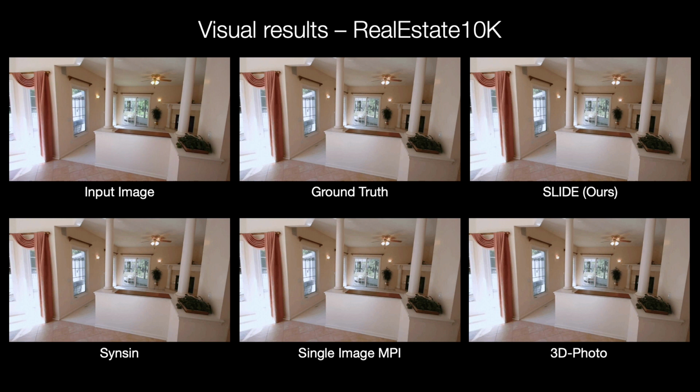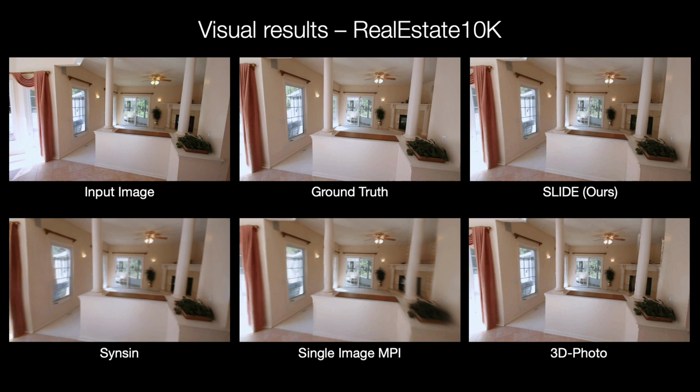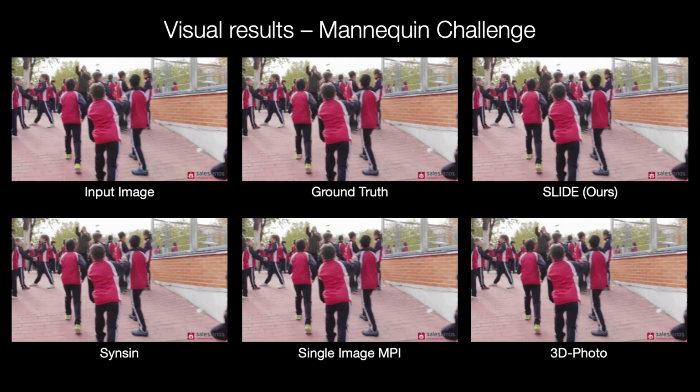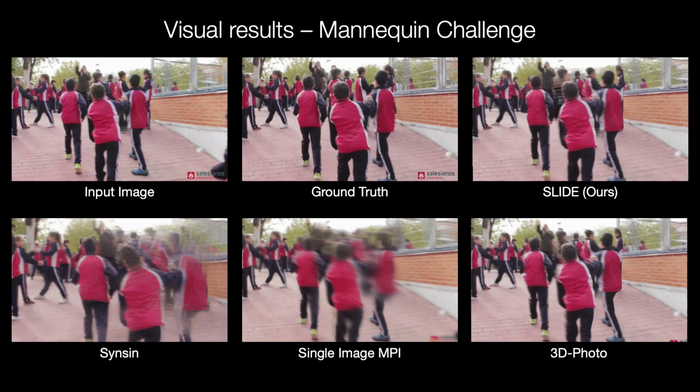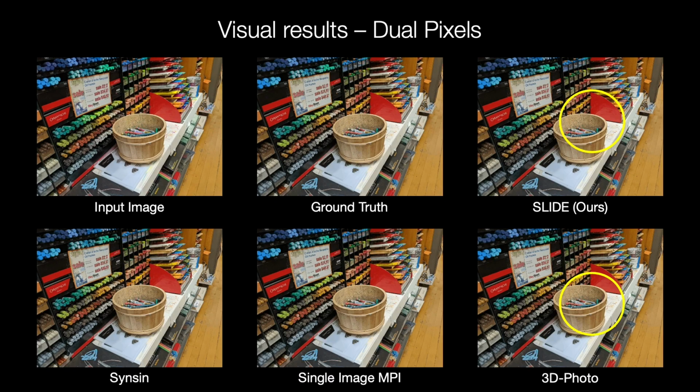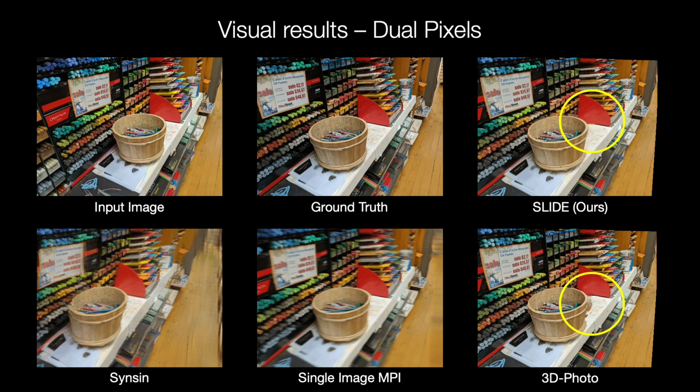Both SinSin and Single Image MPI produce blurry results. Our SLIDE technique produces better results around occlusion boundaries than the 3D photo method. Here's a close-up view of those differences. Next, results on a sample scene from the Mannequin Challenge dataset. We see similar improvements from SLIDE over the baseline results. And this example on a scene from the Dual Pixels dataset shows a similar improvement.